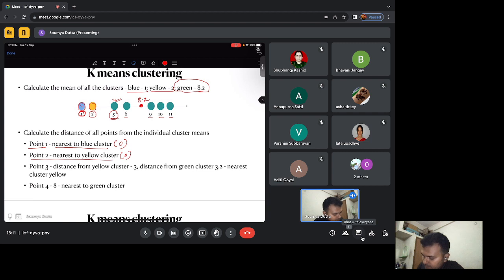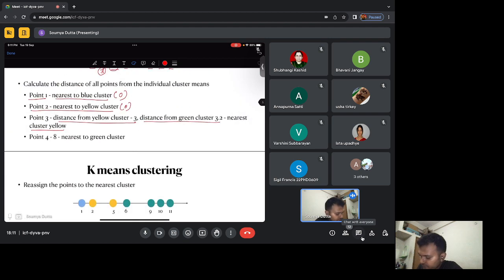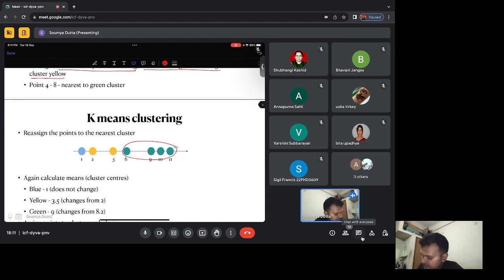So you see what is happening is it is actually closer to the yellow cluster as compared to the green cluster, because this distance is 3.2 and this distance is just 3. Therefore, the distance from the yellow cluster is 3, the distance from the green cluster is 3.2, so the nearest cluster is yellow. After this, all the points from the 4th point onwards are closer to the 8.2 and therefore all of them will now be assigned to the green cluster. So this becomes a green cluster, this becomes the yellow cluster and this remains the blue cluster.